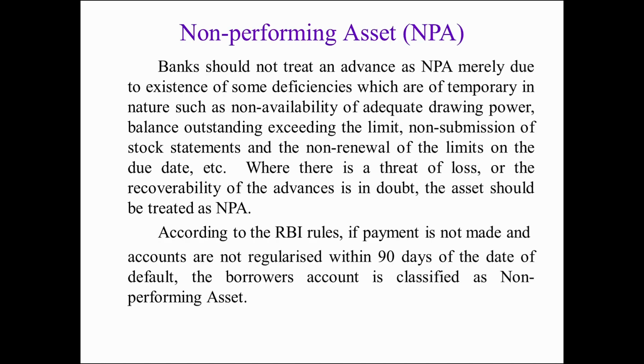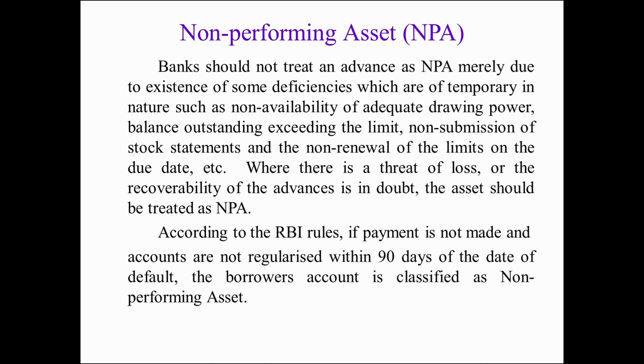Then, non-performing asset. Banks should not treat an advance as a non-performing asset merely due to the existence of some deficiencies which are temporary in nature, such as non-availability of adequate drawing power, balance outstanding exceeding the limit, non-submission of stock statements, and the non-renewal of the limit on the due date, etc. Where there is a threat of loss or the recoverability of the advances is in doubt, the asset should be treated as a non-performing asset.